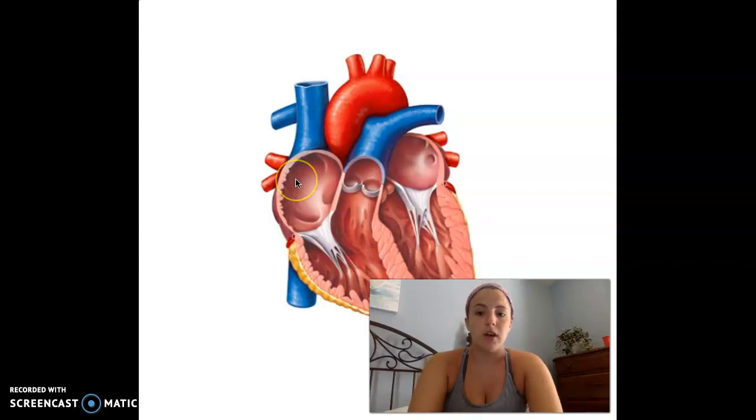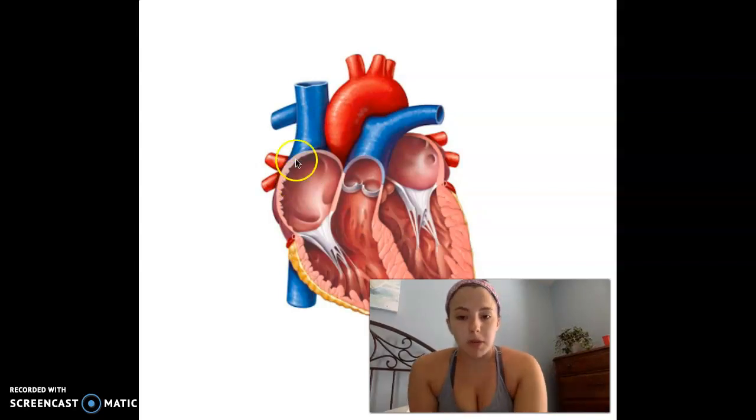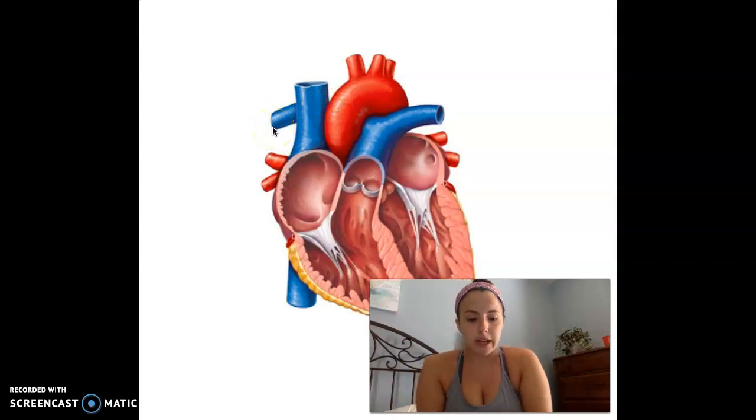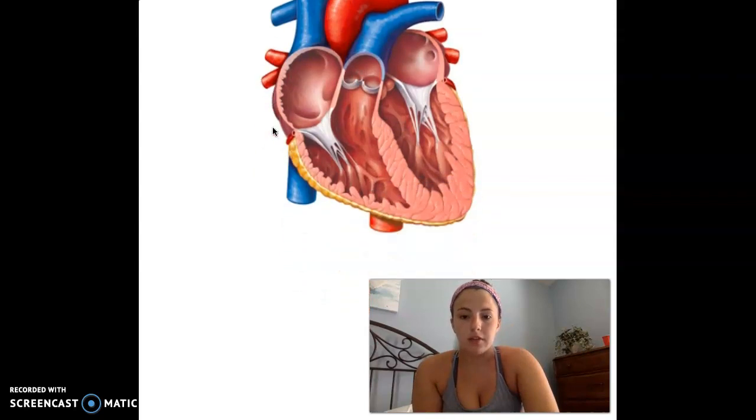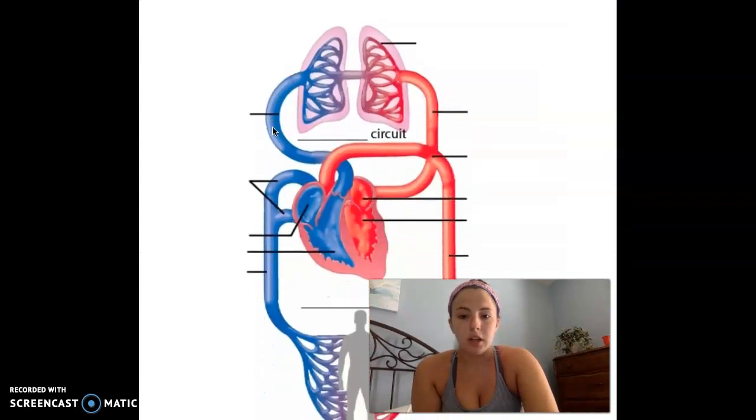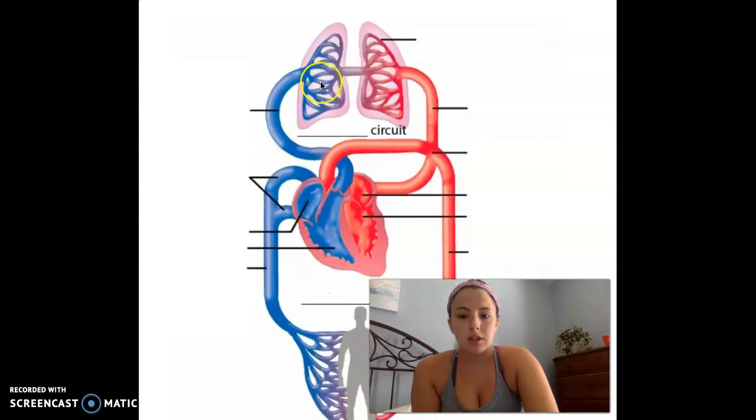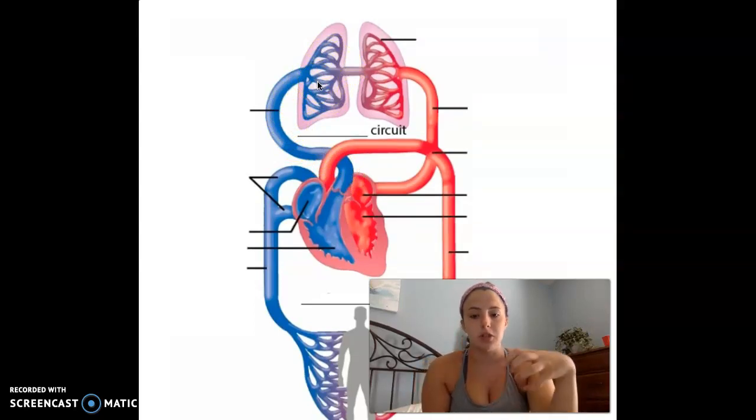Then we have the pulmonary artery right here, which is going to deliver the deoxygenated blood to the lungs. And then if we look here, the lungs are located right next to the heart. In this diagram, it just shows them a little separate.